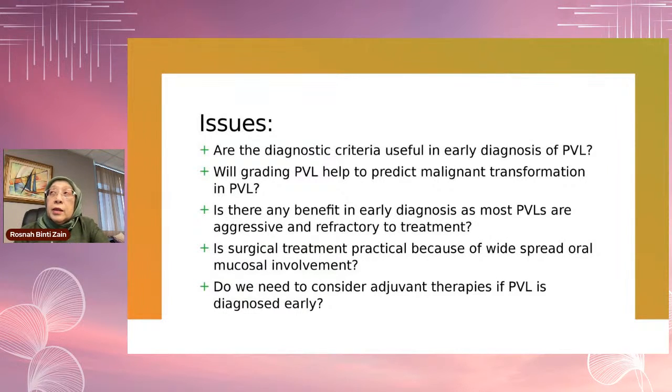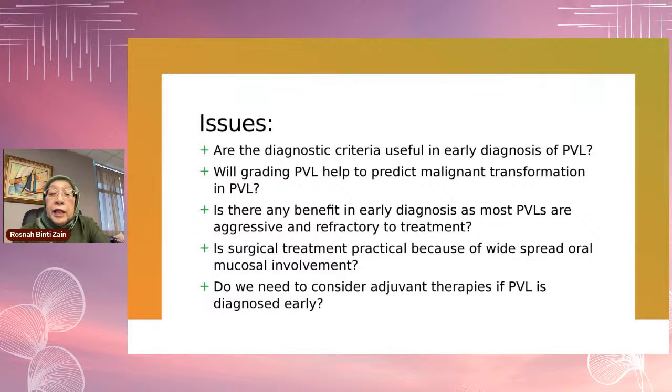I guess if you looked at a single lesion, then it's not useful. But if you see, like in our case, we had 3 lesions at the same time, and you can't even call that early diagnosis because that's 6 years ago. The patient didn't come. And will grading PVL help to predict malignant transformation? I think there's a number of papers now that are doing this, but I'm not sure that we really have a grading of PVL. We probably grade the different types of lesion.